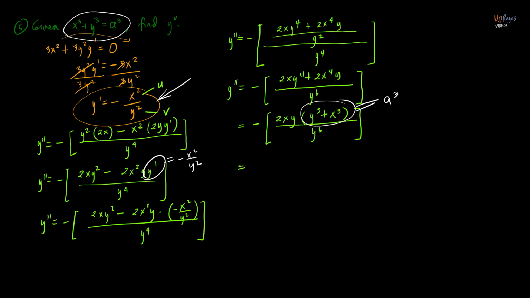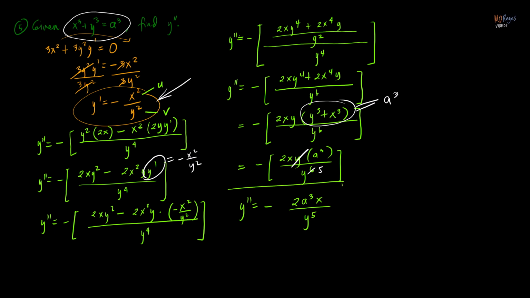Alright? So we can write the answer as negative of 2xy times a cubed over y to the sixth. We can still simplify by dividing y by y to the sixth. So we'll have y to the fifth in the denominator. And our final answer for y double prime is negative 2a cubed x over y to the fifth. This is the second derivative of the function.